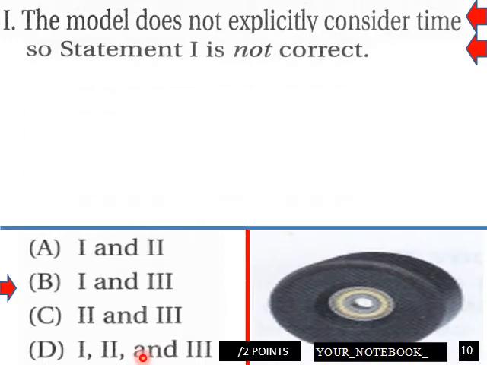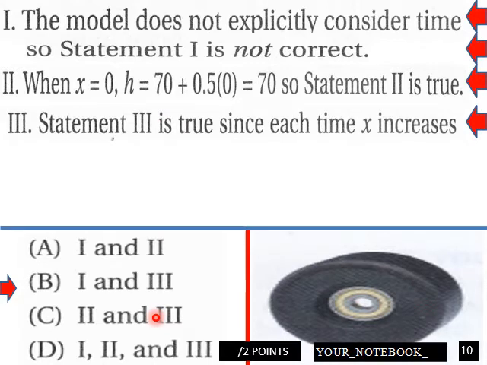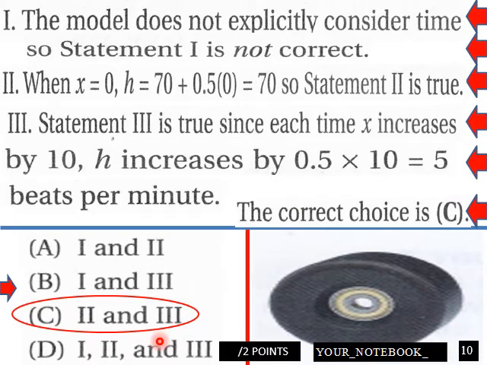The model does not explicitly consider time, so statement 1 is not correct. When x equals 0, statement 2 would be true. And statement 3 is true since each time x increases by 10, h increases by 5 beats per minute. The correct choice here would be C.